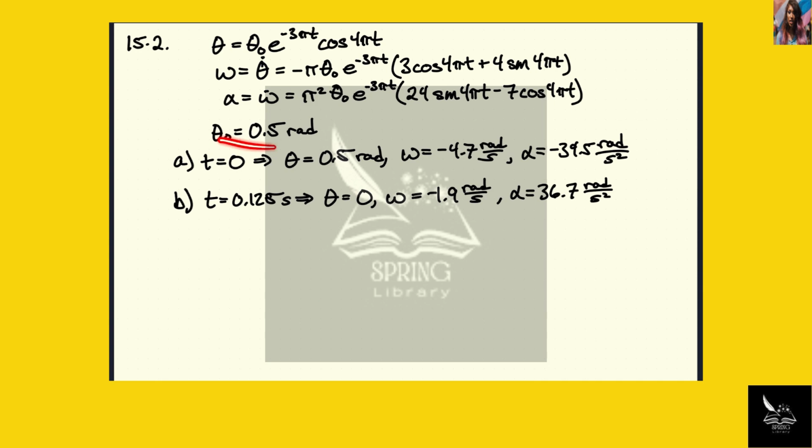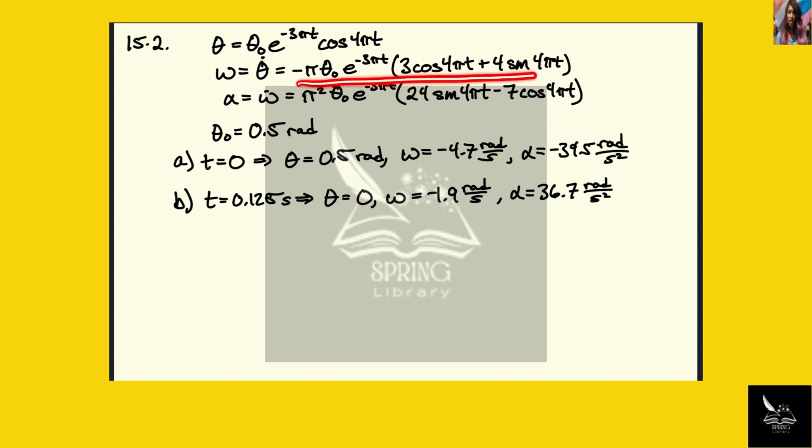We're told that theta naught is 0.5 radians. So at this point, it's just a matter of plugging in our values. So at t equals 0, cosine of 0 is 1, e to the 0 is 1, so we get theta is 0.5 radians. So theta is theta naught, and that's why we call it theta naught, because that's theta when t equals 0.